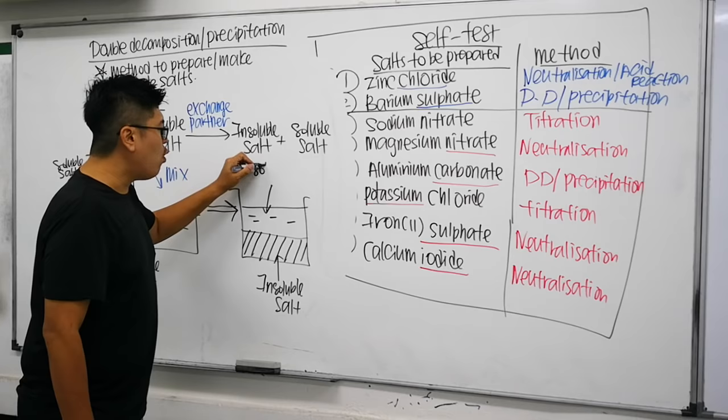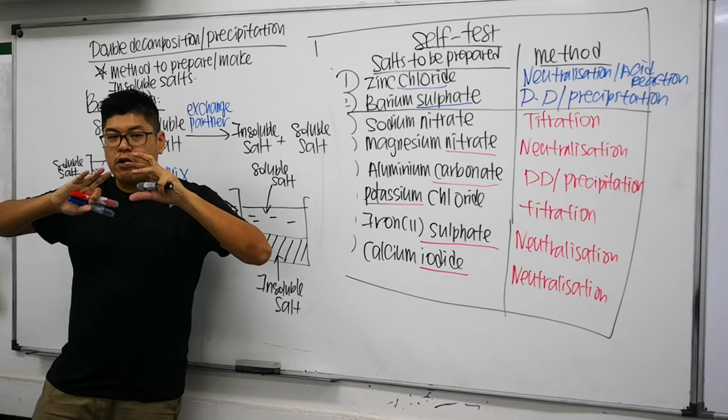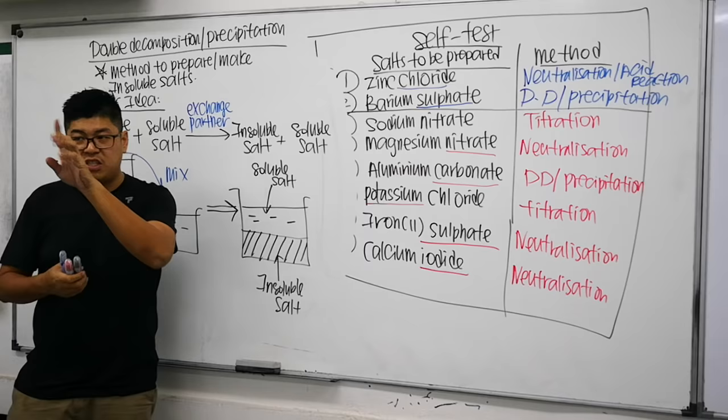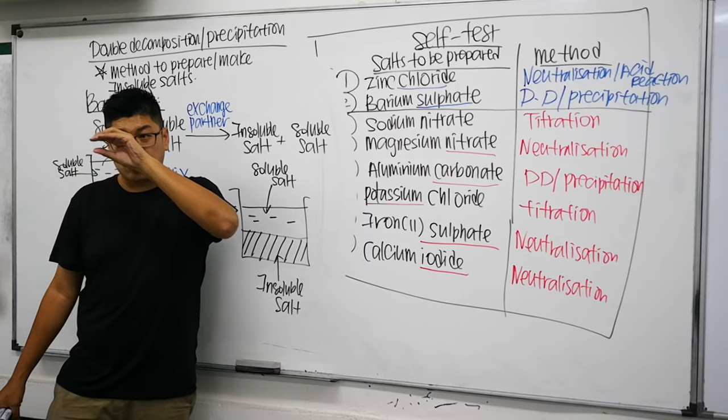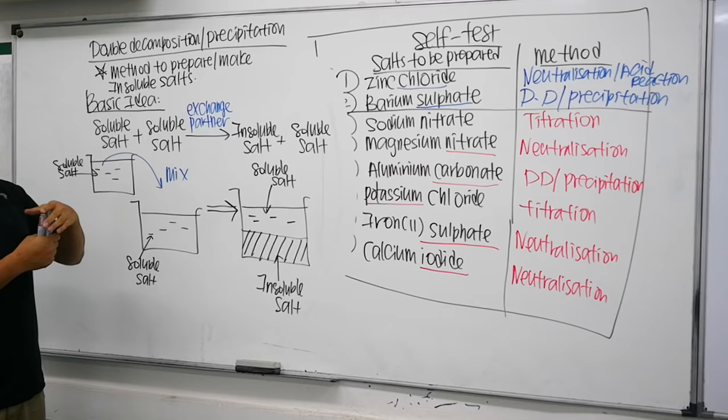So when I say double decomposition, just imagine I take two liquids and mix them together. After mixing, these two liquids will change their partner inside. I'll tell you how they change later. After changing partner, you will see two layers. The top layer is the liquid, which is the soluble salt. The bottom layer is a solid, which is the insoluble salt. This particular process is called double decomposition. Get it? So you get the picture first. Later we will do some technical examples. These examples will help you understand much better.